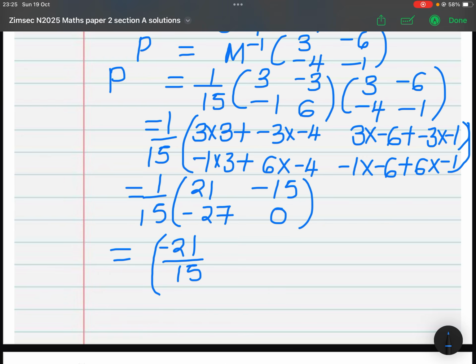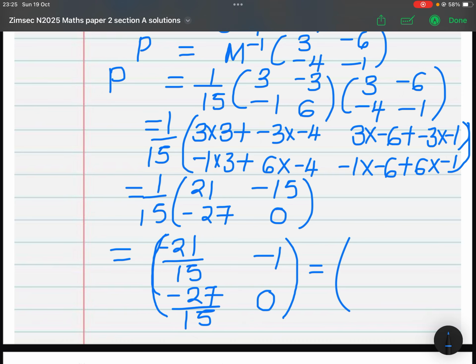We are going to get minus 1, right? And then 1 over 15 times minus 27, we get minus 27 over 15. We need to extend our bracket here. And then 1 over 15 times 0, we get 0. So we need to simplify the ones that we can reduce further.